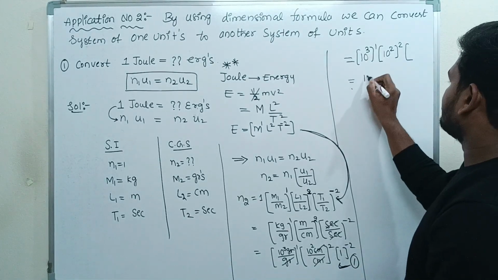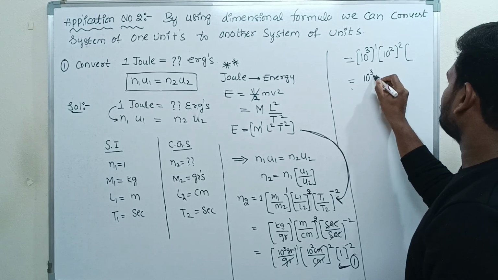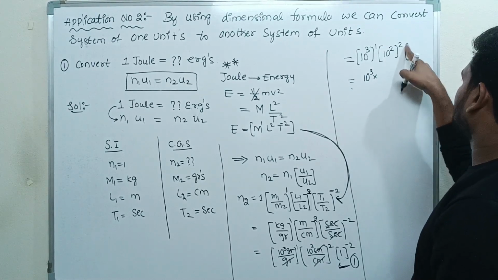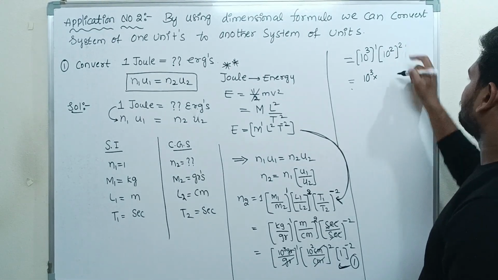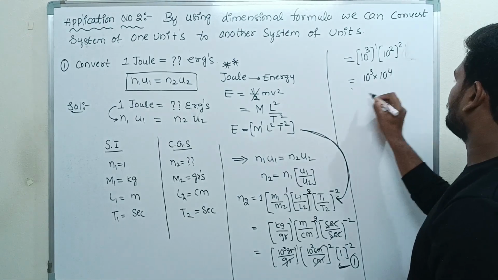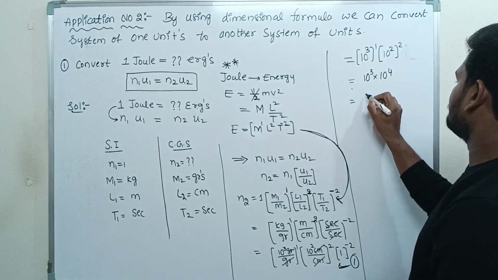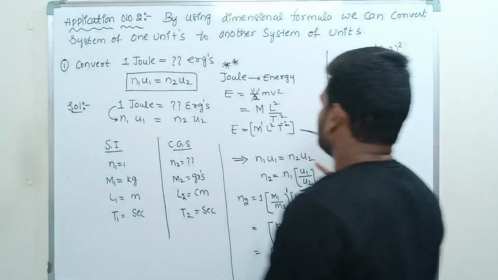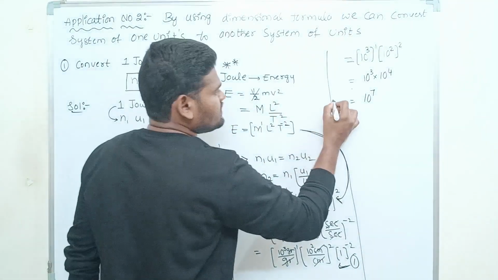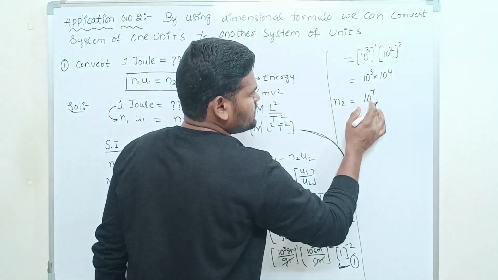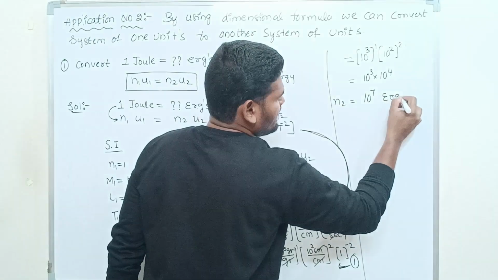10 power 3 into 1, 10 power 3 into 10 square whole square. 2 into 2 is 4, 10 to the power of 4. 10 power 3 plus 4, 10 power 7. So N2 is equal to, we got what? 10 to the power of 7. What are these units? Ergs.